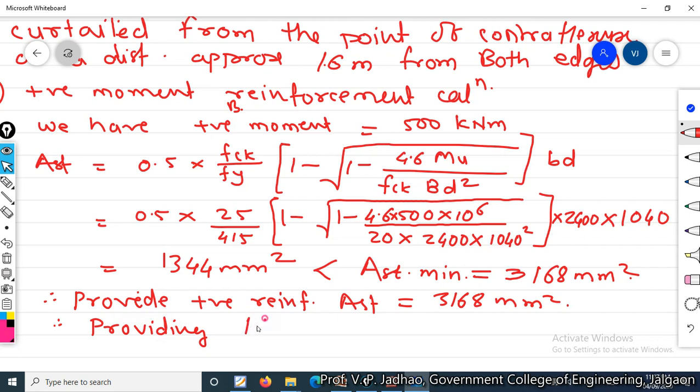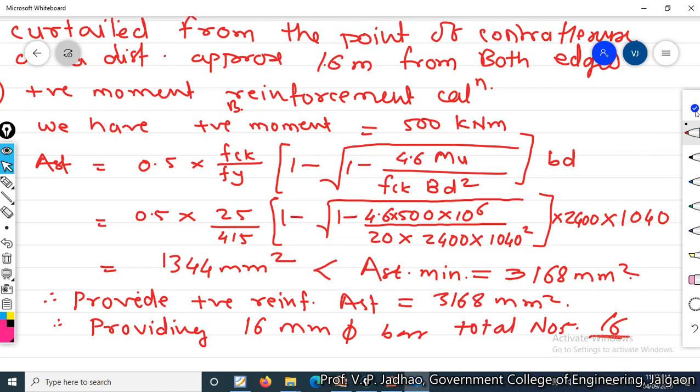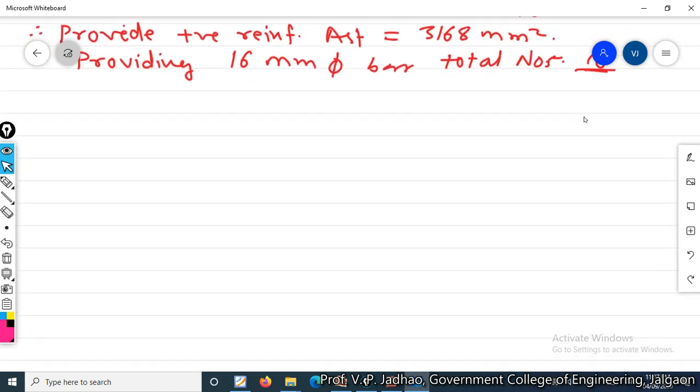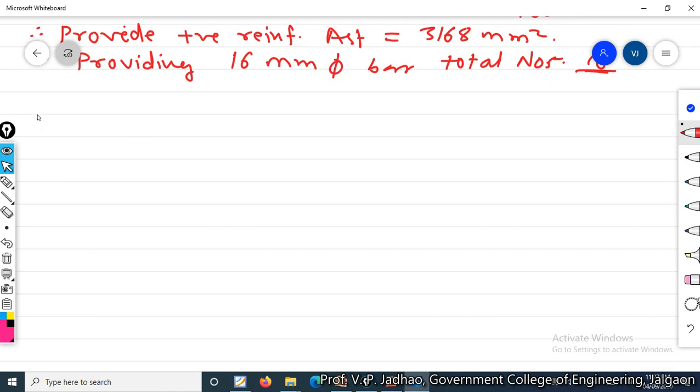Therefore, again providing 16 mm 5 bars, total numbers will be 16, that is already calculated in for hogging bending moment. Okay, for the width B equal to 2400 mm. Now, we should provide some reinforcement under the columns also. So these bars are required to be provided for positive reinforcement at the bottom face.